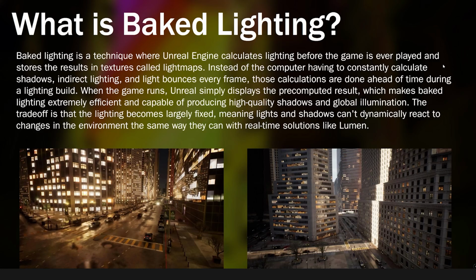So what exactly is baked lighting? Baked lighting is a technique, in this case inside of Unreal Engine, that will pre-calculate lighting before the game is actually played. The engine uses a system called Lightmass to store the results of all these calculations onto light maps that are saved onto the geometry itself. Shadows, indirect lighting, light bounces, everything is calculated ahead of time.